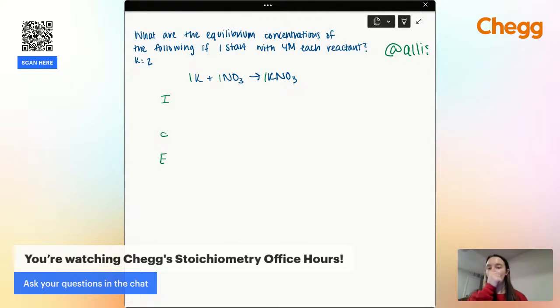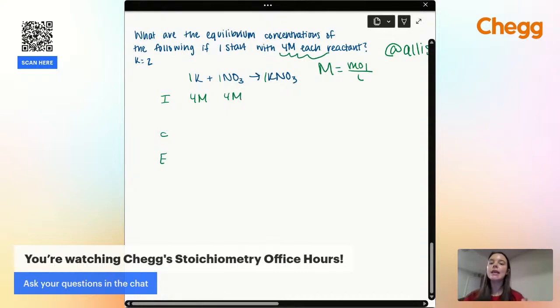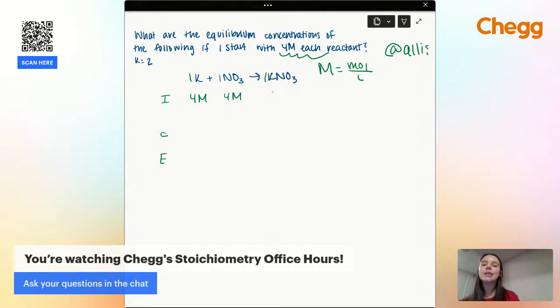Now I am going to plug in my concentrations. I start with 4 molarities of each. Molarity is moles over liters. So 4 M, 4 M, and then it doesn't say anything about how much product I start with, so I can assume 0 molar on this KNO3.